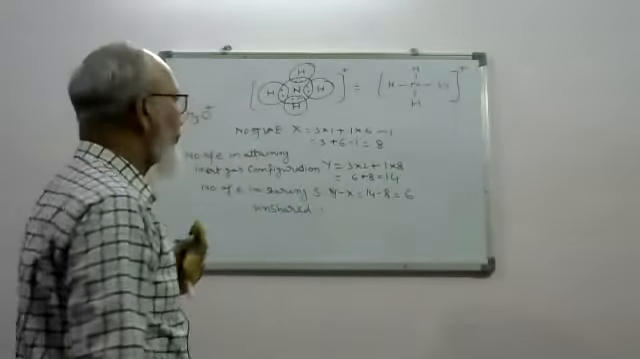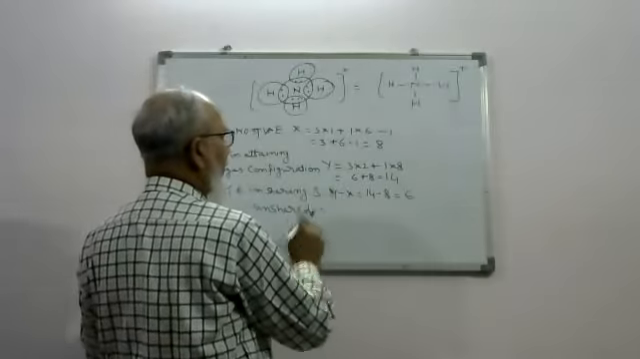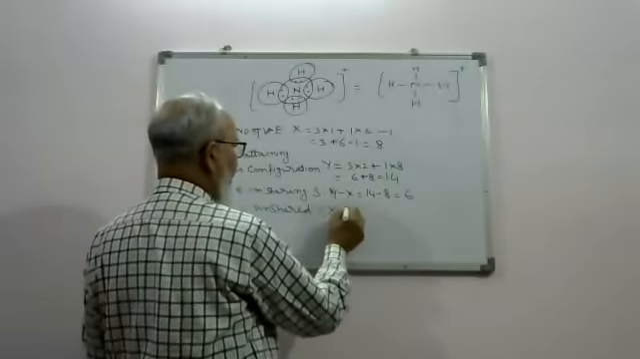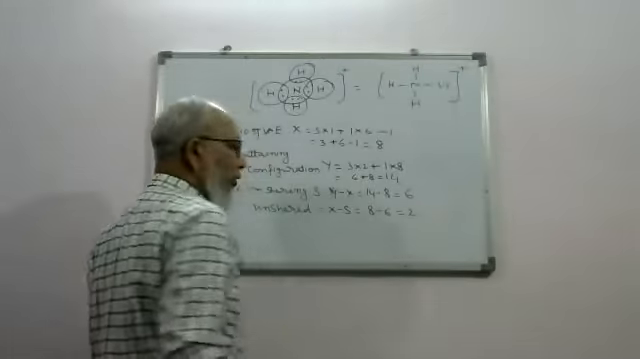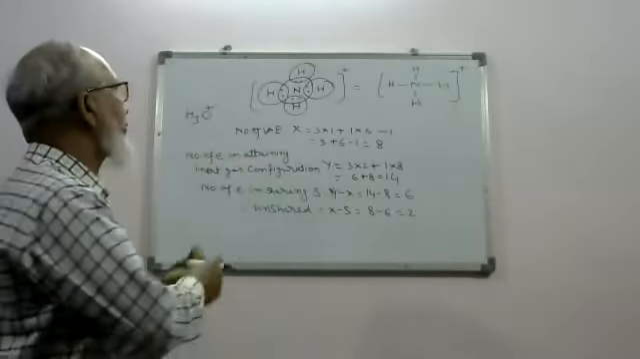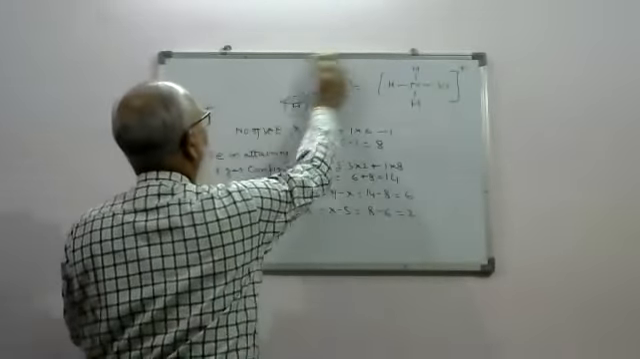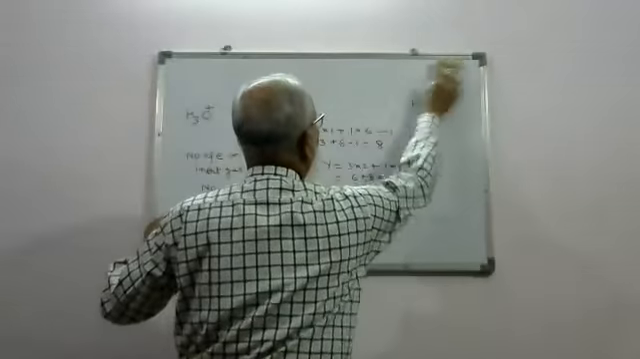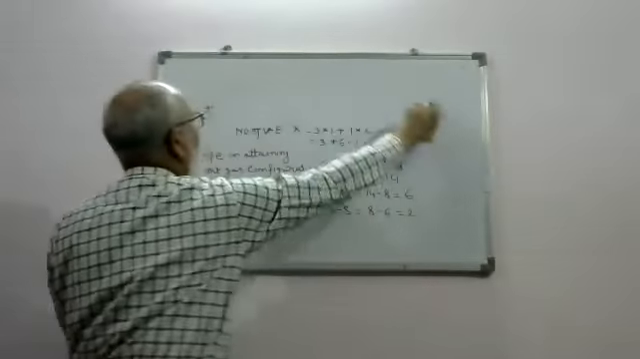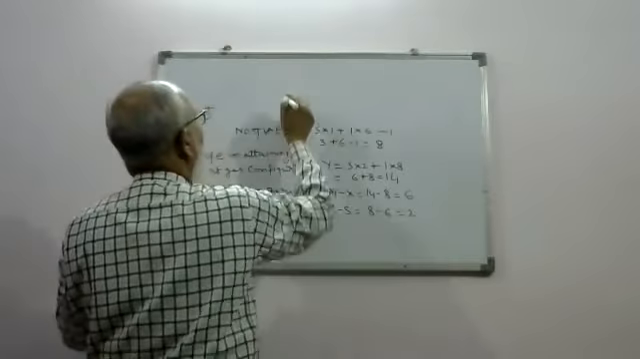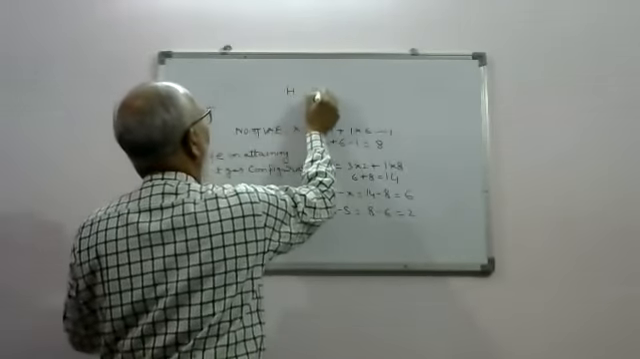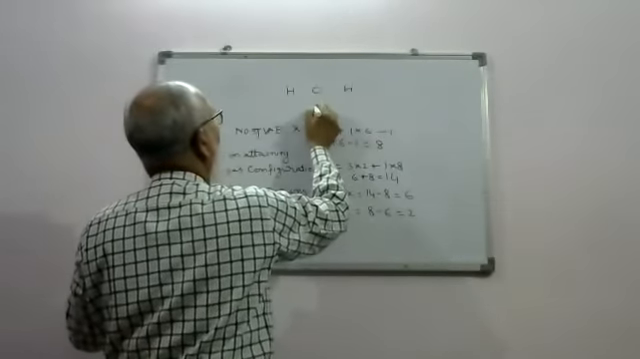Means 3 pairs. So number of unshared pairs is equal to X minus S, means 8 minus 6, 2 electrons. Means one lone pair will be there. Now this is a hydrogen containing compound, so hydrogen will be at the corner in the skeleton. So the structure will be your H, O, H, H.